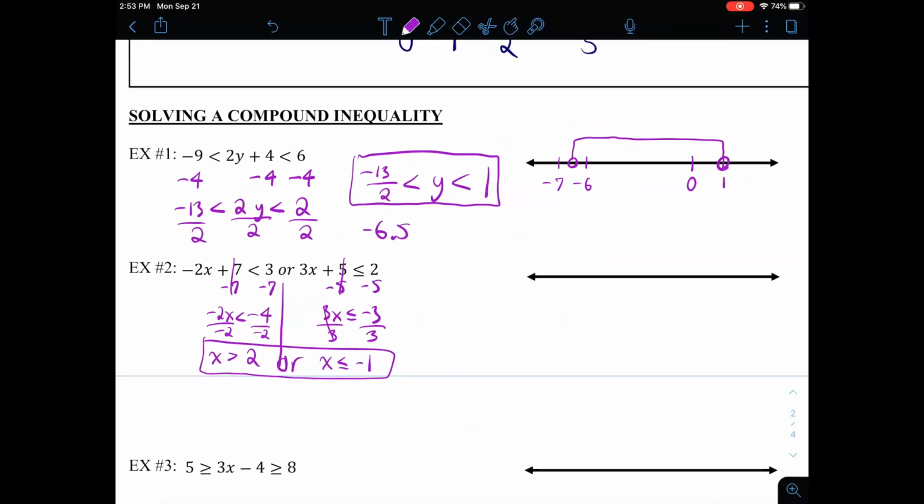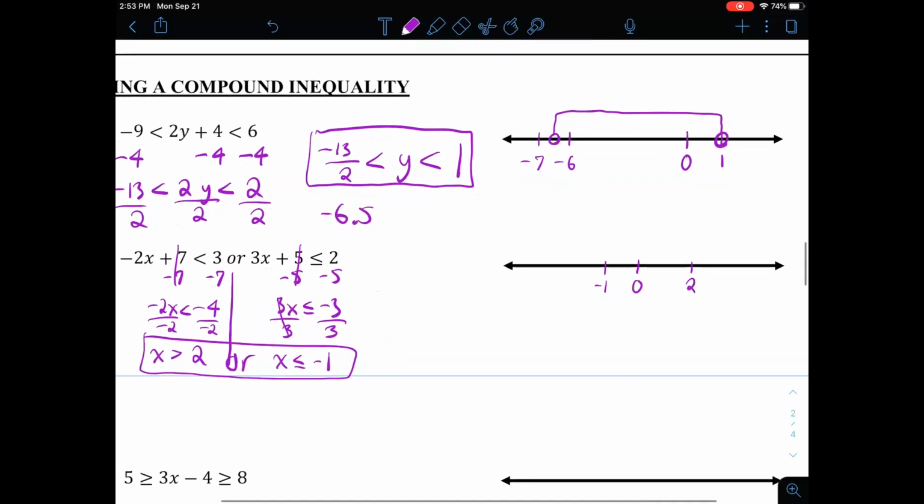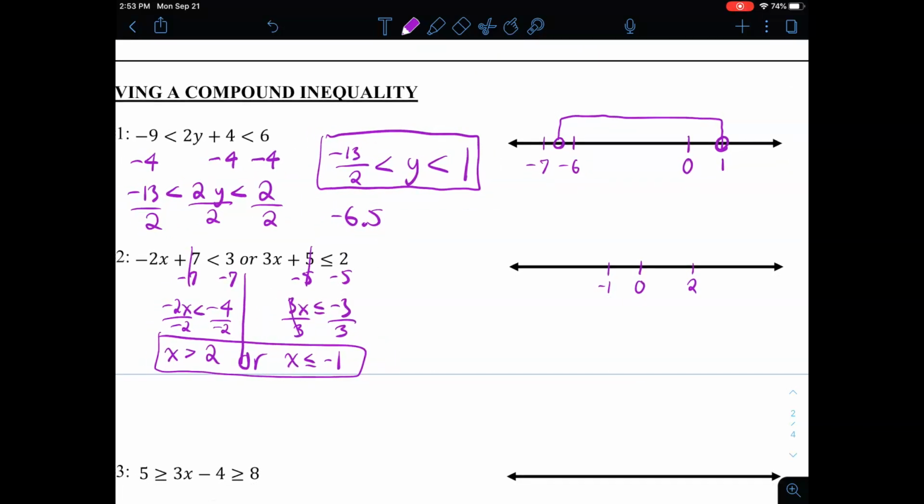We got 2 and we got negative 1. That's kind of a good split. So we're going to put 0 in the middle here. Negative 1 and 2. It's an "or" problem. So we need x is greater than 2. Is that going to be an open or a closed circle on 2? It's going to be an open circle on 2.